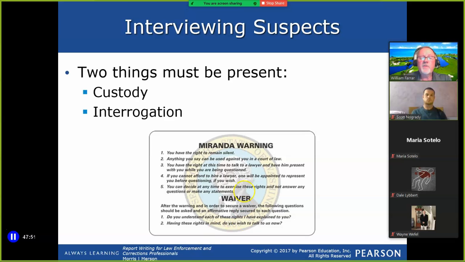And again, the basics for Miranda, really two things to remember: custody and interrogation. If you're missing one of those, technically you don't have to Mirandize somebody, but you could if you wanted to, just to be safe. Custody means they're not free to leave, and interrogation. And this is what the Miranda warning is. It doesn't have to be perfect. Sometimes, if you look at five different Miranda cards, they might be skewed just a little bit. They might not be all exactly the same. But as long as they get all that information out there that the court is looking for, then you're okay.